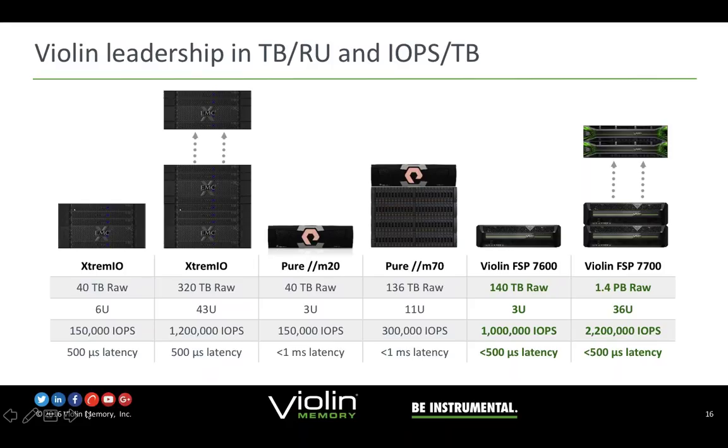With the Flash Storage Platform 7700, we're able to scale the system all the way up to 1.4 petabytes of raw capacity. We do this within a 36 rack unit footprint and deliver 2.2 million IOPS with, again, that pretty low latency that customers know Violin for. And through that, we're basically able to offer customers a path of growth where as they're putting more and more workload and data on the array on Flash, they're able to seamlessly grow and adapt to that.